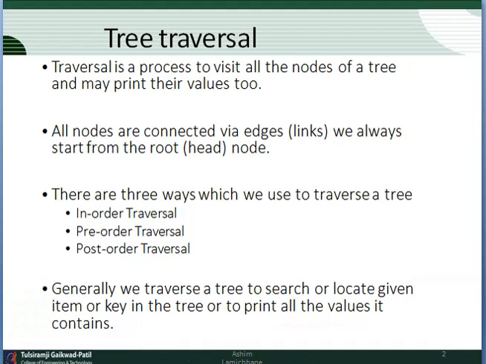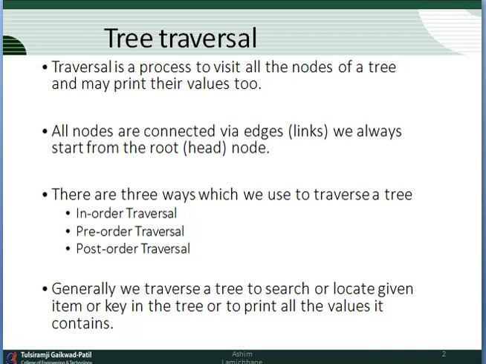What is tree traversal? As we know, traversal is a process to visit all the nodes of a tree and may print their values too. Because all the nodes are connected via edges or links, we always start from the root node to traverse a particular tree. That is, we cannot randomly access a node in a tree, as we all know that a tree is a hierarchical structure. There are three different ways in which we traverse a tree.